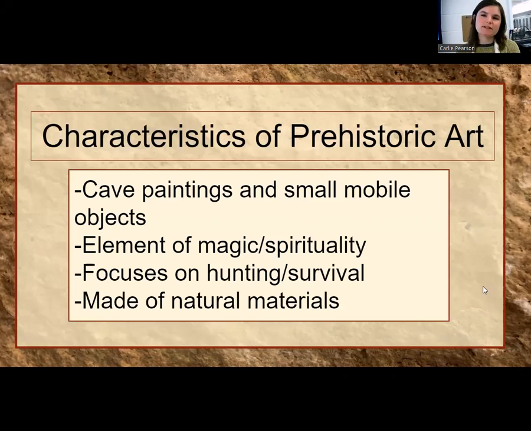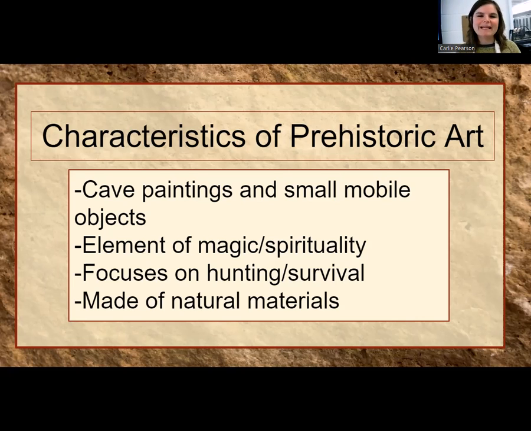So some characteristics of prehistoric art. There was mostly cave paintings and small mobile objects, right? Not any huge sculptures, not anything on like parchment. There may have been some parchment style paintings and drawings, but these things would have been made so long ago that there's no way they would have survived. So what we have that has survived to now that we could actually find are going to be these small mobile sculptures and cave paintings.